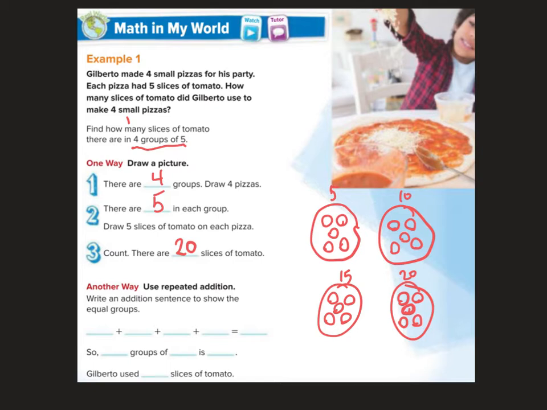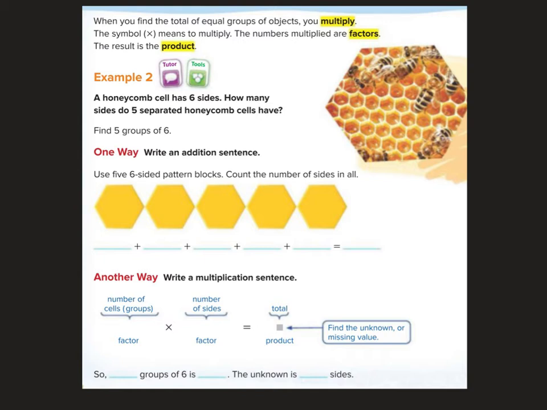Another way is we could just use repeated addition. 5 plus 5 plus 5 plus 5 is 20. So that means that 4 groups of 5 is 20. Gilberto used 20 slices of tomatoes. All right, so when you find the total of equal groups of objects, you multiply. The symbol X means to multiply. The numbers multiplied are factors, and the result is the product.